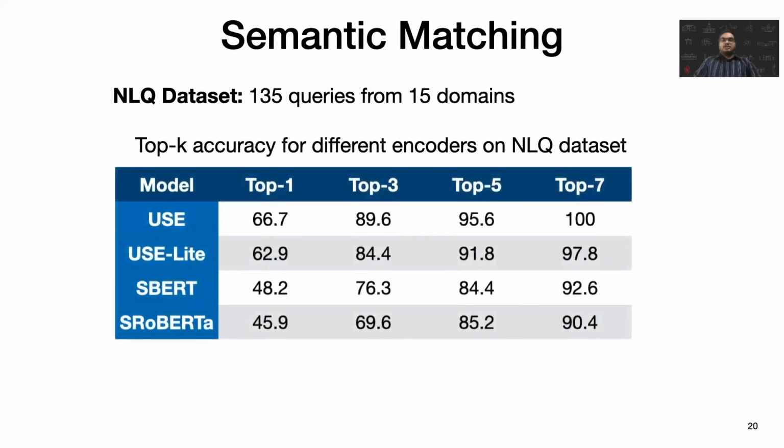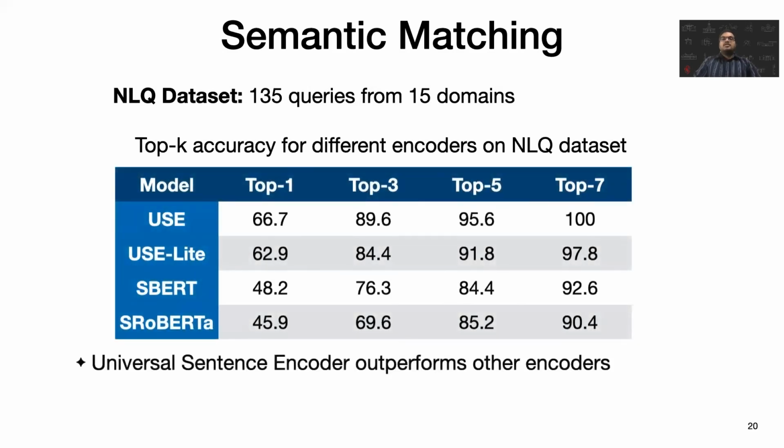Now, to perform the evaluation, we take the 135 queries from the NLQ dataset and compute the top K accuracy for different encoders. We find that the universal sentence encoder outperforms the others. We also note that the light version of the universal sentence encoder has a slightly lower accuracy, but it can be deployed locally. This shows that PriceSec can be deployed locally with USE-Lite at a small cost in accuracy, but this preserves the privacy of the users as their queries are not sent to the server.